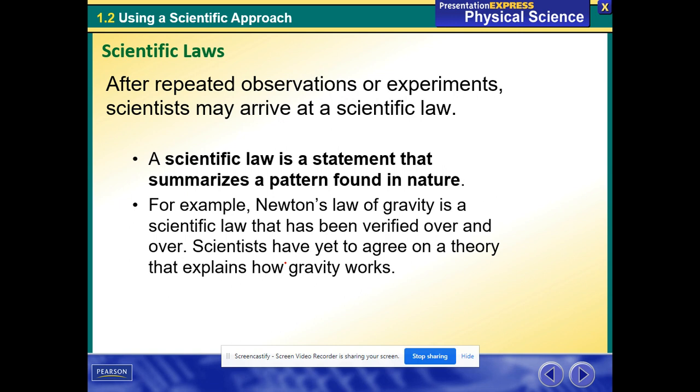A good example of this is Newton's law of gravity. It is a law because we know that if we throw something up, it's going to probably come down. Gravity is going to pull it down unless it gets stuck on a tree or a house. We know that gravity is a thing. However, we don't know how to explain how gravity works. We don't know how it works. We just know that it's there and it pulls everything back towards Earth.